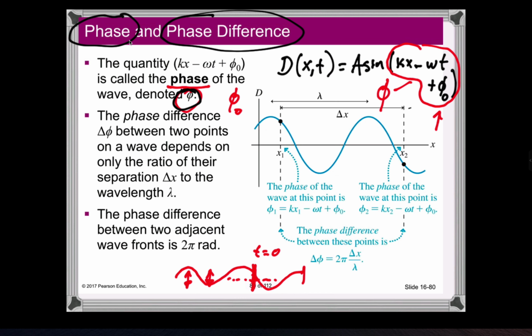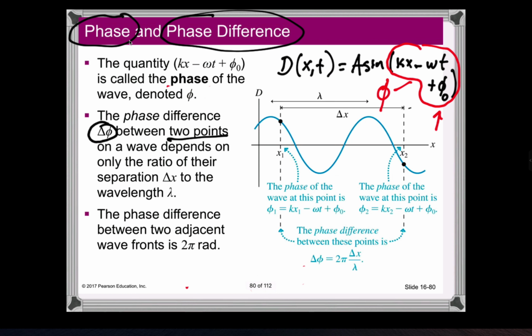noted as phi, then an important concept derived from that is the phase difference. So let me erase here. What's the phase difference? The phase difference between 2 points, we're going to denote it with delta phi. So delta phi, the phase difference between 2 points on a wave, depends only on the ratio of the separation, delta x, to the wavelength.